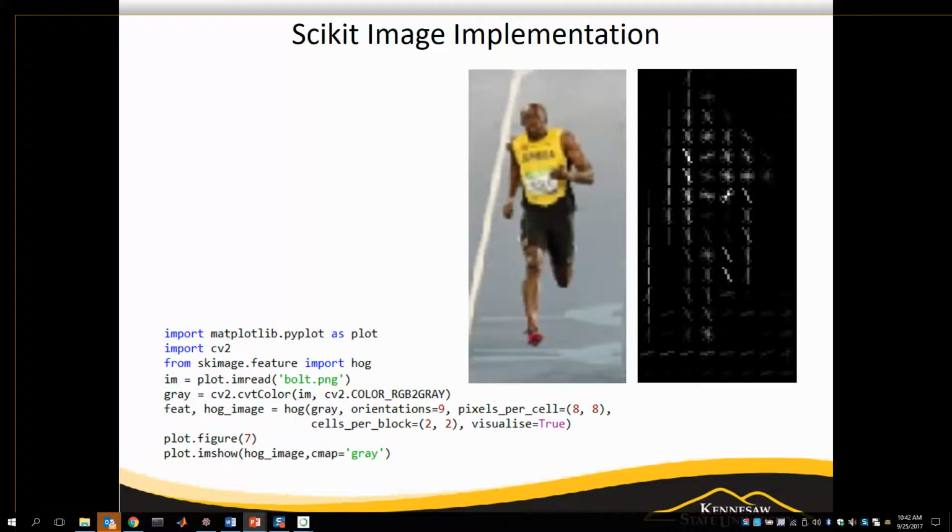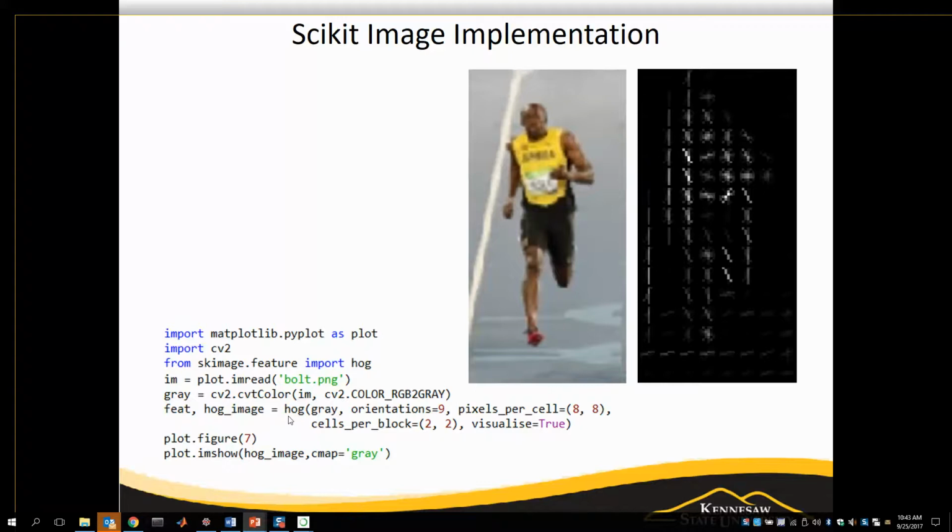Okay? So here's some code. This is the code that creates that image. Basically, we need to import scikit-image's feature submodule, and I'm importing HOG, histogram of oriented gradients. I could have just imported skimage.feature, but then I would have to write skimage.feature.hog every time I wanted to use it.